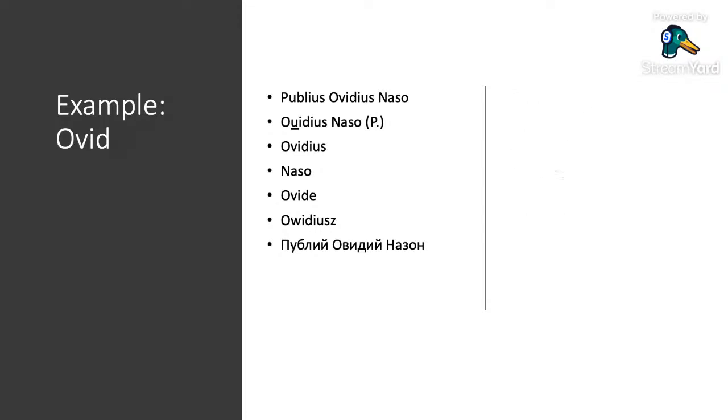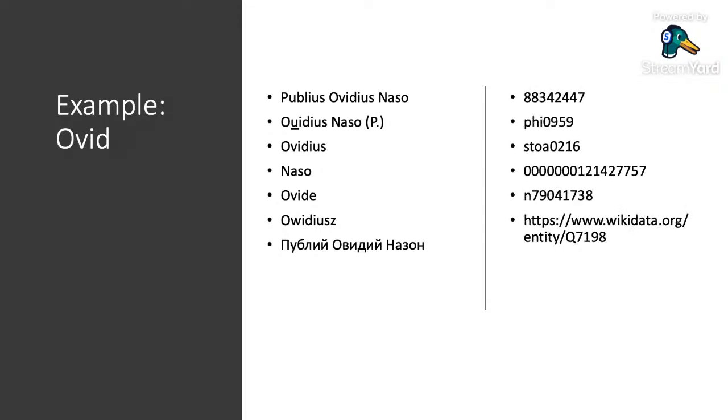And then there are also the various identifiers by which he is known. We have Library of Congress numbers. We have ISNI numbers. We even have 2 different identifiers in the canonical text services system. The PHI number for Ovid is PHI 0959, but there's also a lesser known STOA number for Ovid. So it's important to provide a central location where queries of any of these things can connect you up to information about the person we know as Ovid.